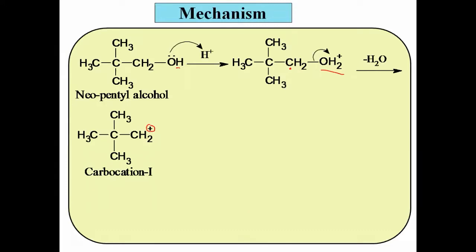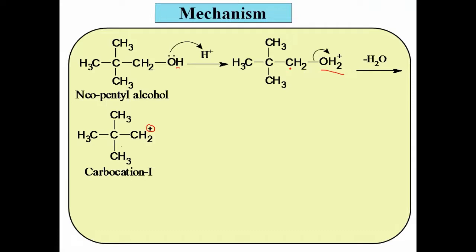Now what is the next step in the mechanism? The hydrogen on the adjacent carbon should come out. But here the adjacent carbon does not have any hydrogen atom. Therefore, what happens here? This intermediate carbocation undergoes shifting of a methyl group. It undergoes a rearrangement reaction. Here also it is a primary carbocation.